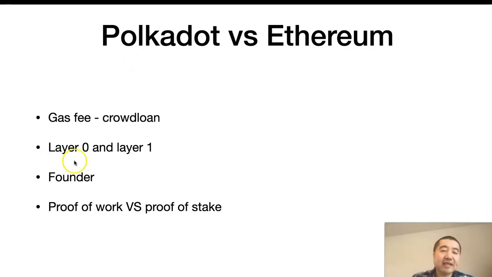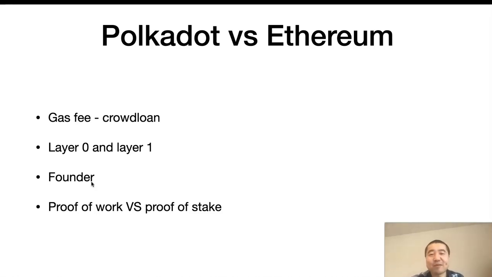And another thing is the layer. So Polkadot, you can imagine that's layer 0, because on top of that you have the parachains. Each of the parachains will be layer 1, just like Ethereum is layer 1. And on top of Ethereum, you can have other kinds of applications that will be layer 2, layer 3, right? And the founders are actually related. The founder of Polkadot is actually the co-founder and CTO of Ethereum as well. So that's also another thing.